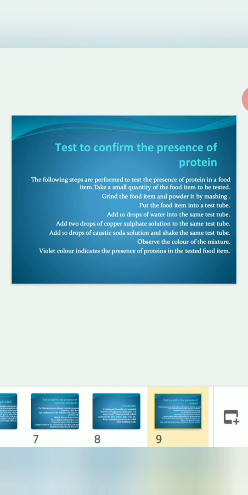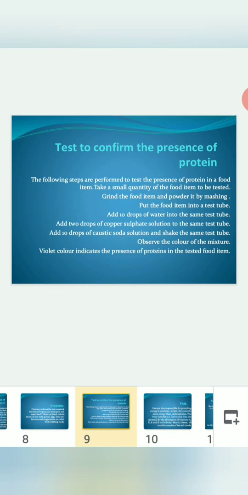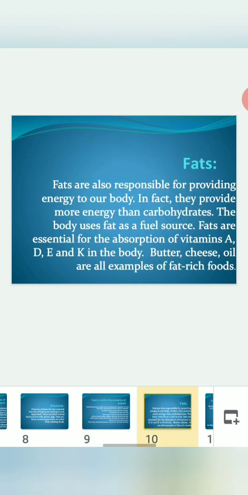Add a drop of caustic soda solution and shake the test tube. Observe the color of the mixture. Violet color indicates the presence of protein in the tested food item. So, the color will turn violet, that will indicate the presence of protein. In the absence of protein, the violet color will not appear.